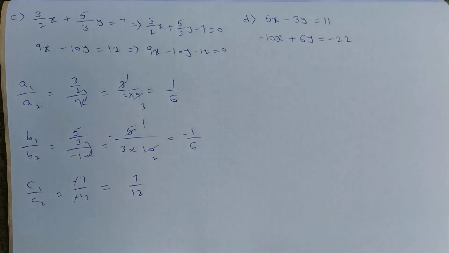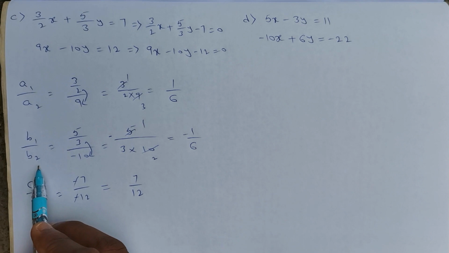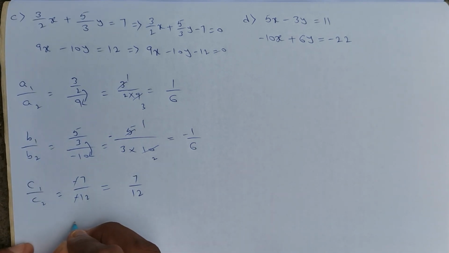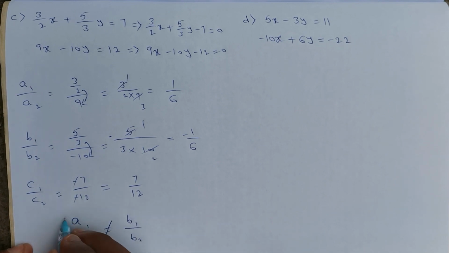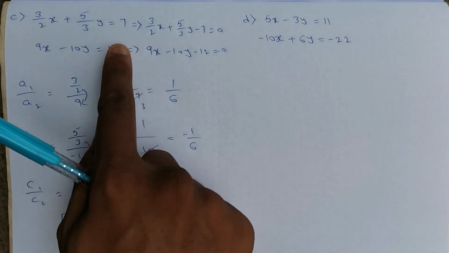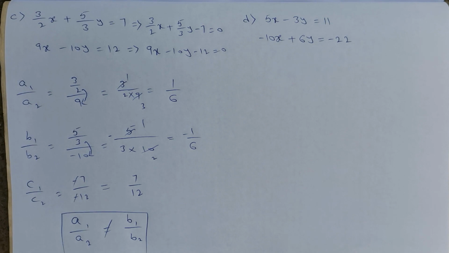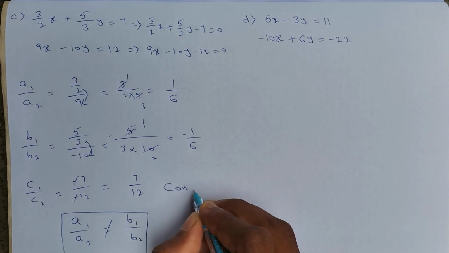Now if we observe these two clearly, a1 by a2 value is 1 by 6, whereas b1 by b2 value is minus 1 by 6. So we can write a1 by a2 is not equal to b1 by b2. Since a1 by a2 is not equal to b1 by b2, it means these two lines are intersecting lines. If those two lines are intersecting with each other, definitely it will have 1 solution. So these are consistent.